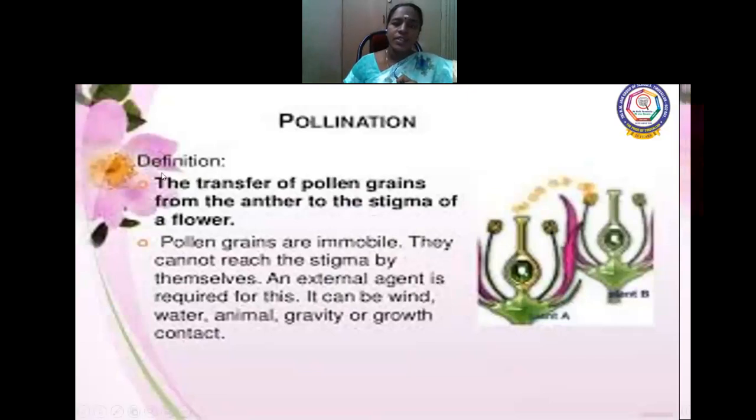The definition of pollination: it is the transfer of pollen grains from the anther to the stigma of a flower. It is known as pollination. The pollen grains are immobile. They cannot move. They cannot reach the stigma by themselves and need some external force. It can be wind, water, animals, gravity or growth of contact.